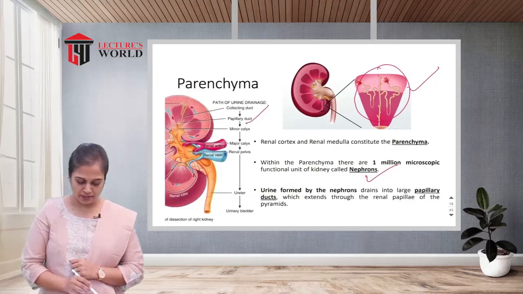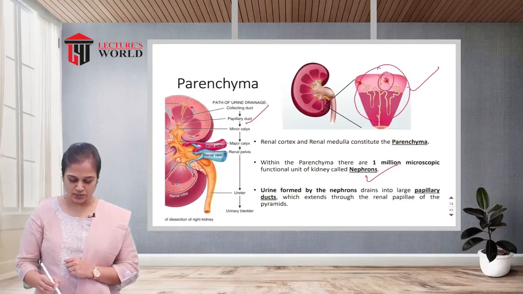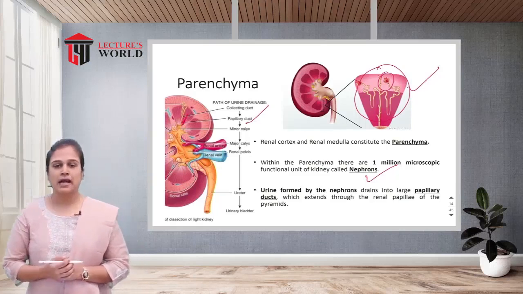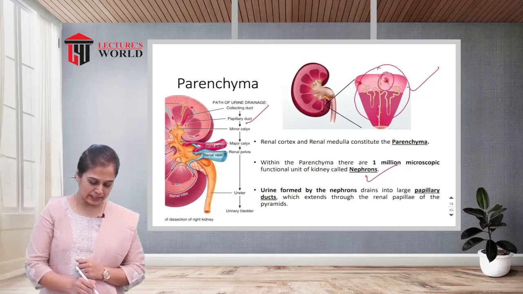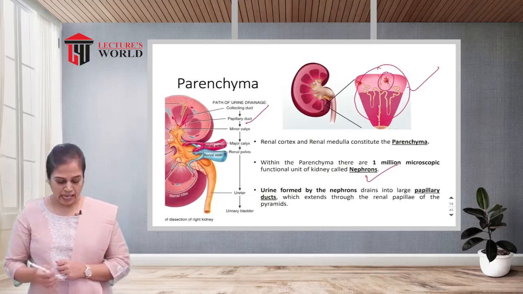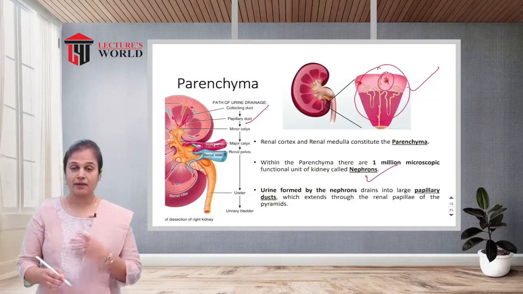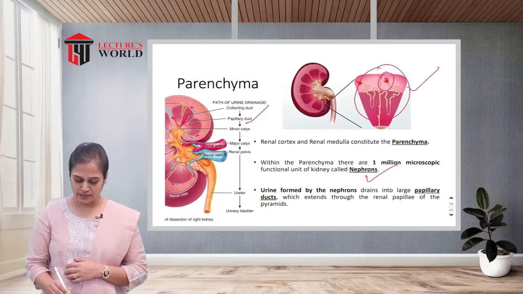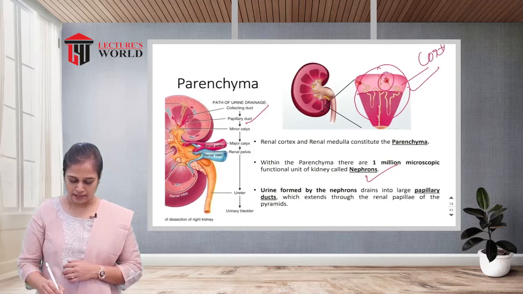This one is the papillary duct. Whatever urine is formed in the nephrons drains into the large papillary duct. These are the ducts, which extend to the renal papilla of the pyramid and pass through it. One more thing: nephrons lie in the renal cortex as well as in the renal medulla. You can see there is a color difference. This is the cortex and this is the medulla.